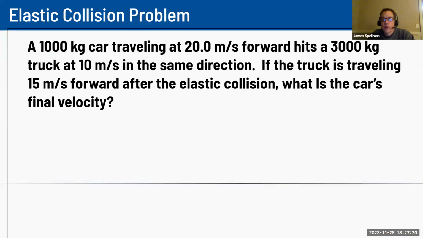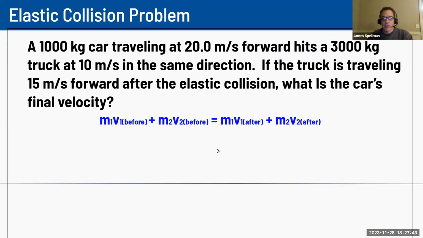So I'll try to work one out with you real quick. If we have a 1,000 kilogram car traveling at 20 meters per second, and it hits a 3,000 kilogram truck that's going 10 meters per second in the same direction. If the truck is traveling now after the bump, if it's traveling 15 meters per second forward and it's an elastic collision, how fast would the car also be going?